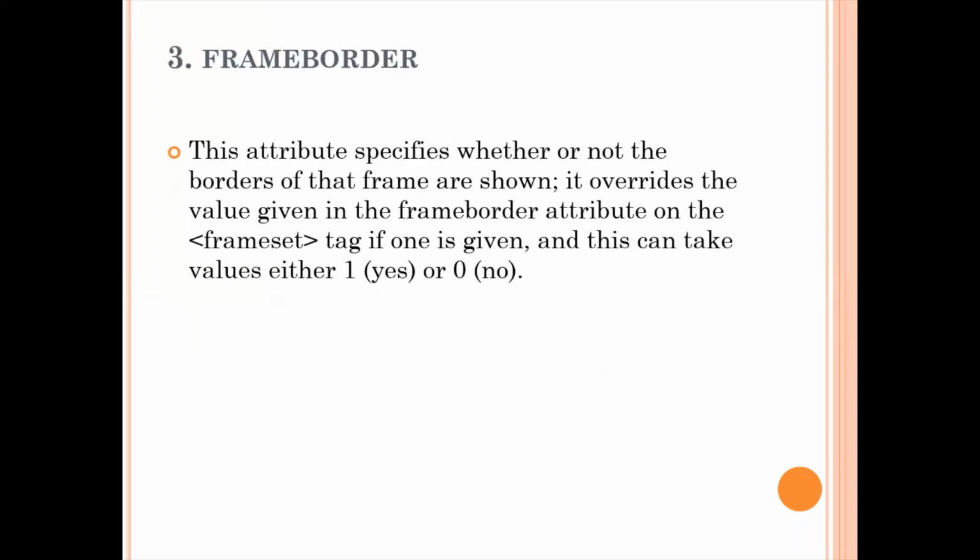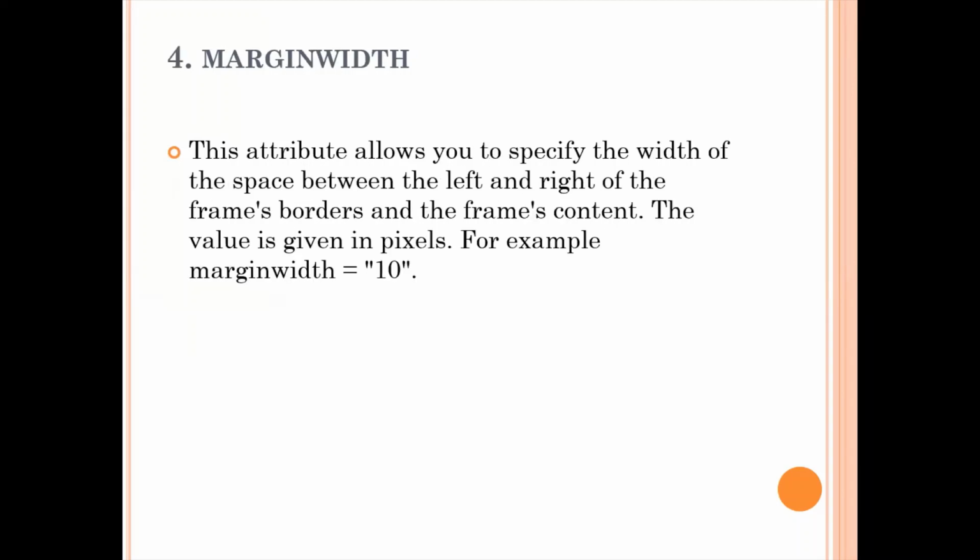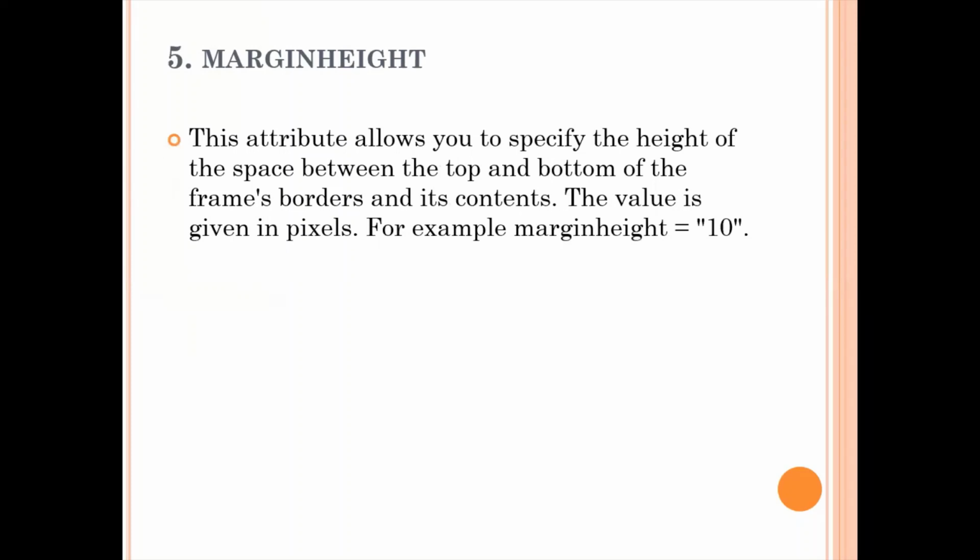The next one is frameborder. If you want to add a border, you can add it by the frameborder attribute. The next one is marginwidth. You can set the margin width on either side, that is the left and right side of the frame borders. This is the marginheight. This will leave white space at the top and the bottom.